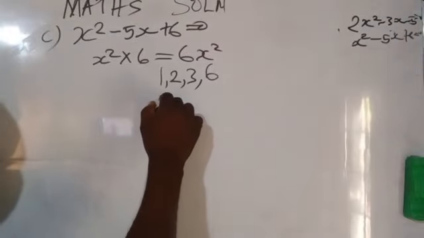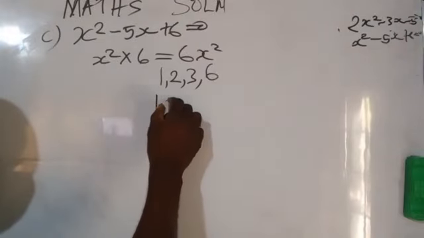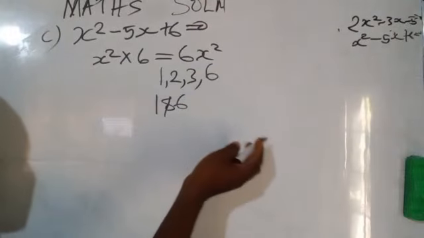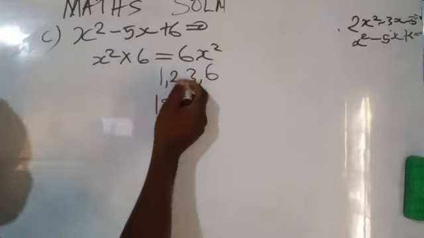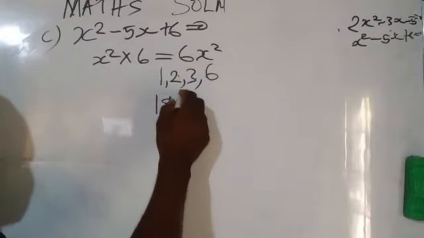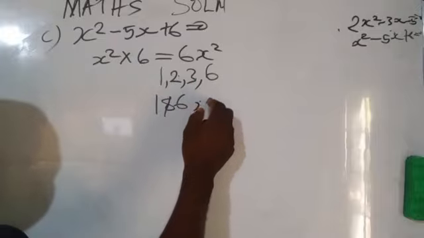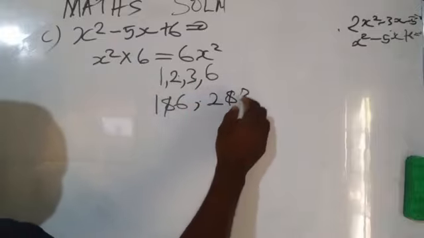Now, among these 4 factors of 6, we are going to arrange them or separate them into pairs, so that we have 1 and the 6, because 1 times 6 will give us 6. That's why we are using 1 and 6. Then 2 and 3, so that 2 times 3 will also give us 6. So that's the first pair. And then the second pair now is 2 and 3.